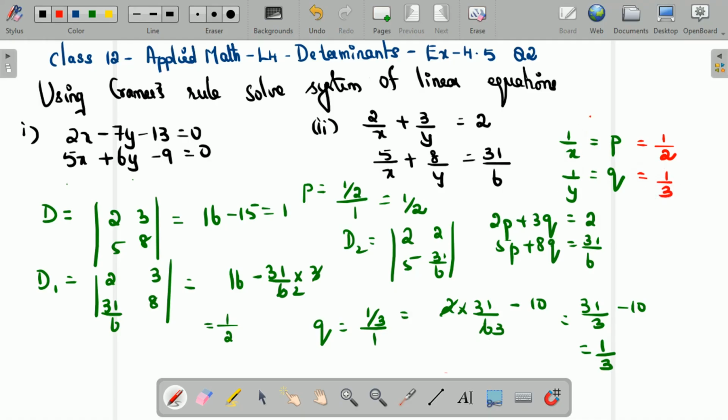Now according to the definition, 1 by x is equal to 1 by 2, which means x is equal to 2. Similarly, 1 by y is equal to 1 by 3, which means y is equal to 3.